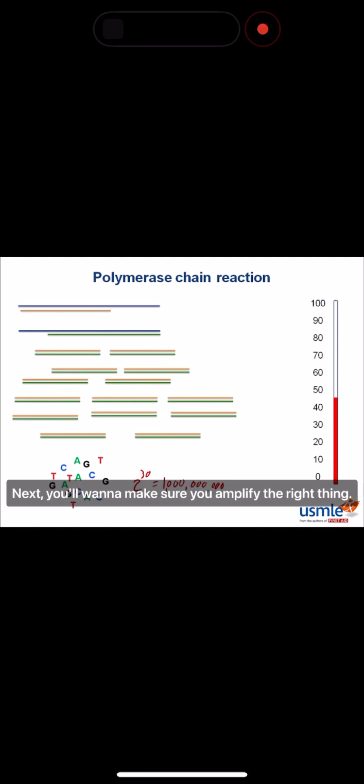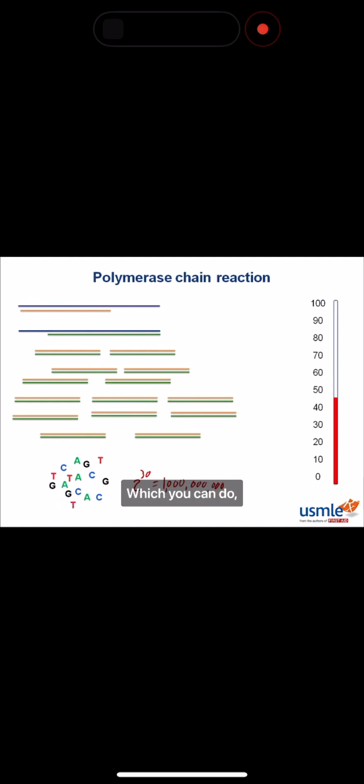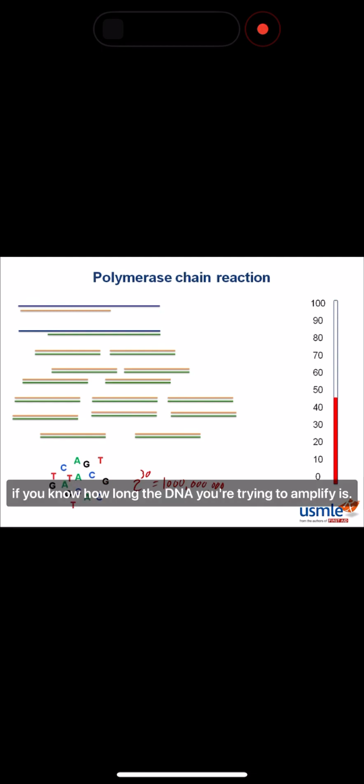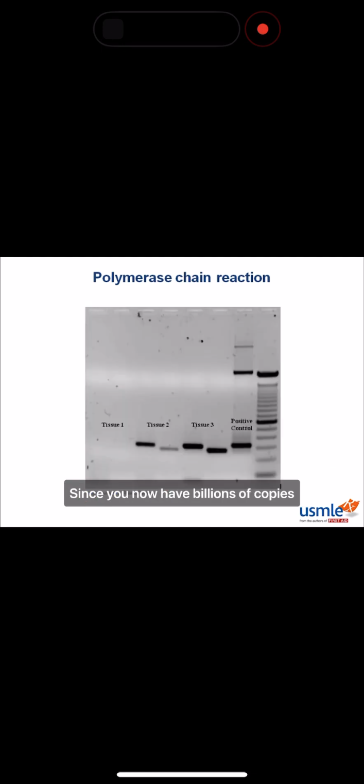Next, you'll want to make sure you amplify the right thing, which you can do if you know how long the DNA you're trying to amplify is. You can do this by running the PCR products through an agarose gel using electrophoresis, which will separate the fragments by size. Since you now have billions of copies of this particular small region of DNA, it's the only thing you're going to see. By comparing it to this DNA ladder, which contains fragments of known sizes, you can determine whether you amplified the right piece of DNA.